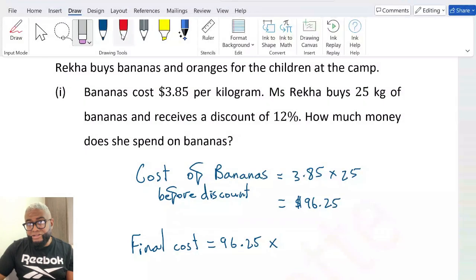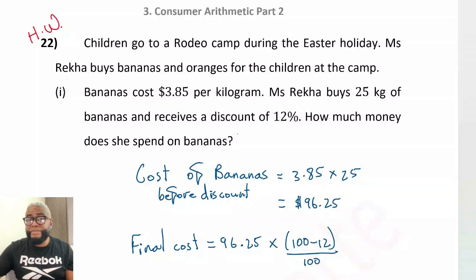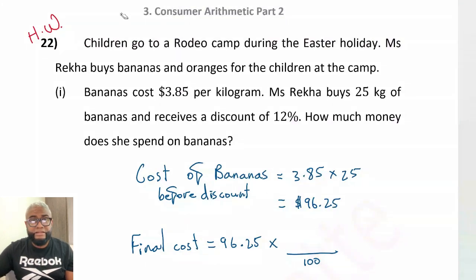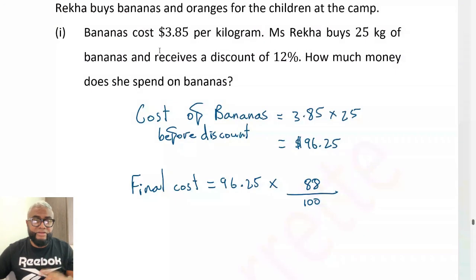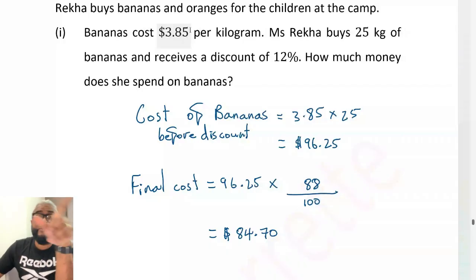It's actually 100 minus the 12%, over 100. And this works out to be 88, right? So let's put 88%. So give me the final answer now. What was the final cost? $84.70. Everybody good there? If you do the two ways, if you find 12% of this and then minus it, you'll get the same thing as if you just find 88% of this.